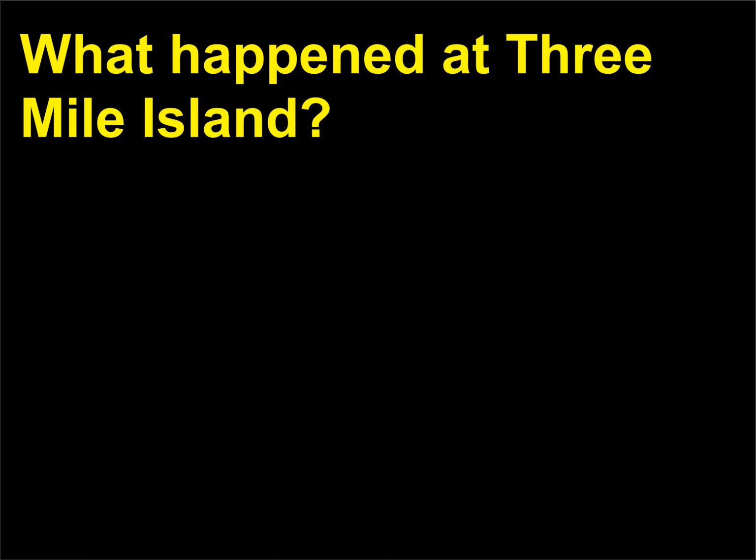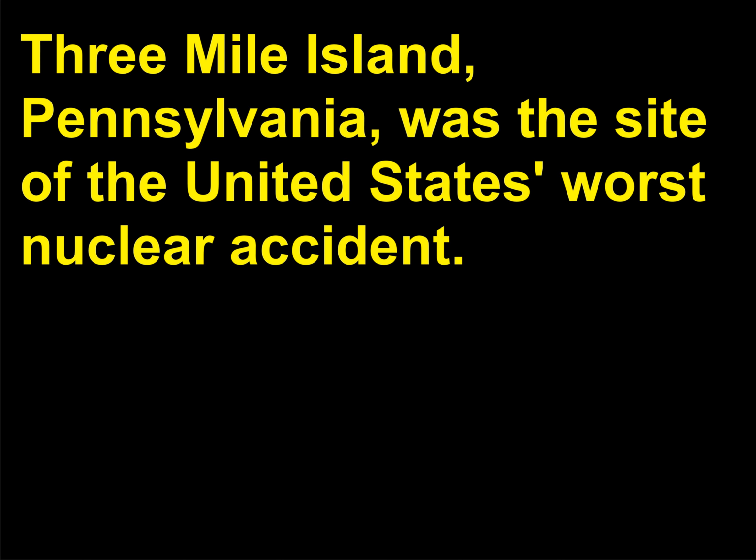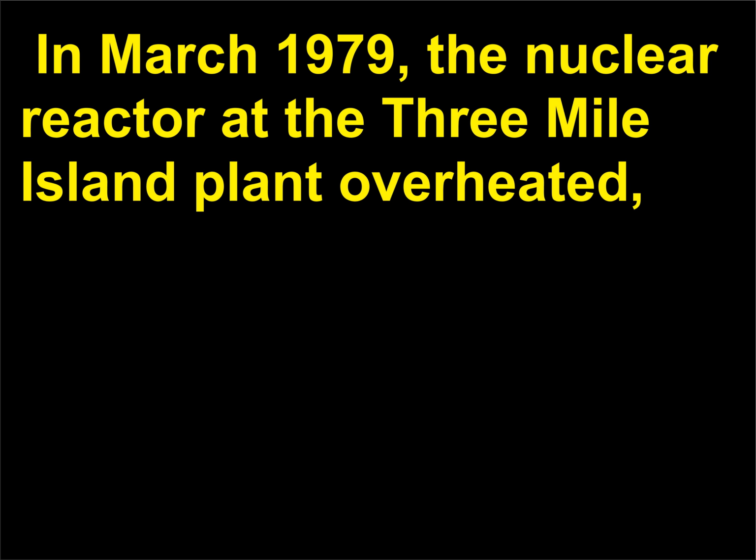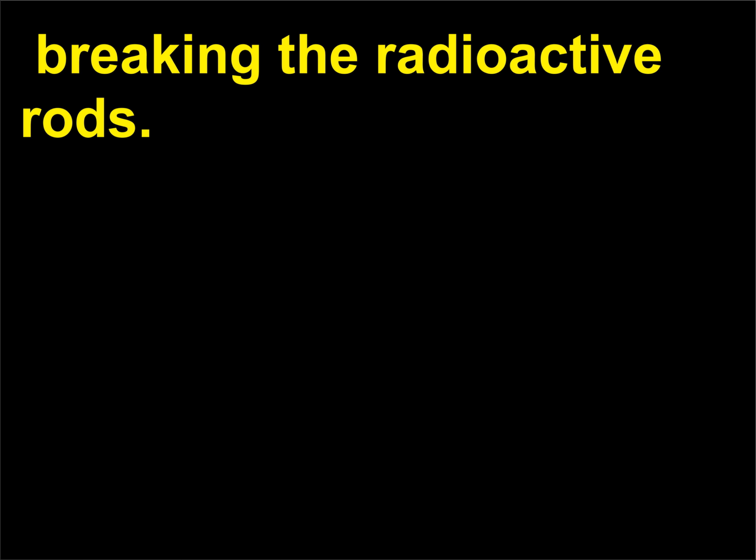What happened at 3 Mile Island? Three Mile Island, Pennsylvania, was the site of the United States' worst nuclear accident. Luckily, no radiation was released into the environment and no one was killed. In March 1979, the nuclear reactor at the 3 Mile Island plant overheated, breaking the radioactive rods.